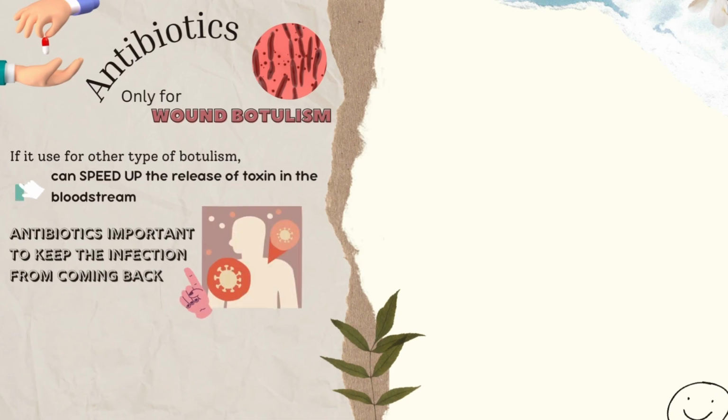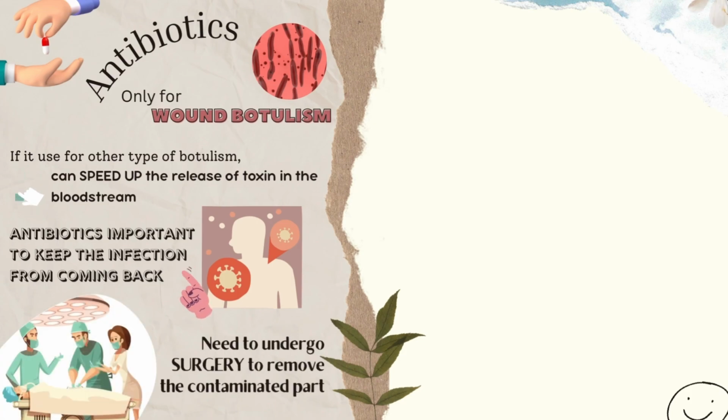So, how does it actually work? Antibiotics are important to keep the infection from coming back. You will need to undergo surgery to remove the contaminated part where the bacteria has infected the tissue, and this is where antibiotics will take place.